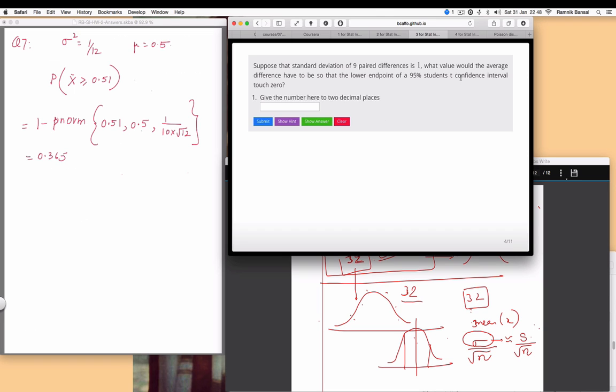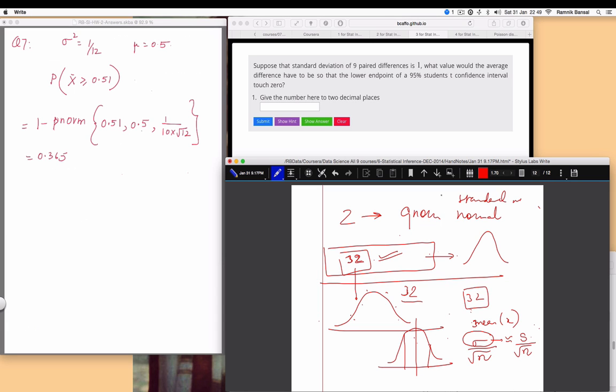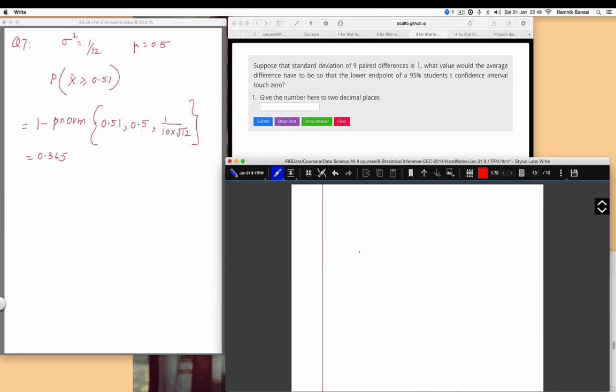Let's forget the T confidence interval. Let's assume normal for now. Okay, Z score only. We will come to the T interval a little later. Right. So what are the things here? Let's assume it's a normal distribution. Okay. So he's taken nine paired differences, all right, and the standard deviation is one.